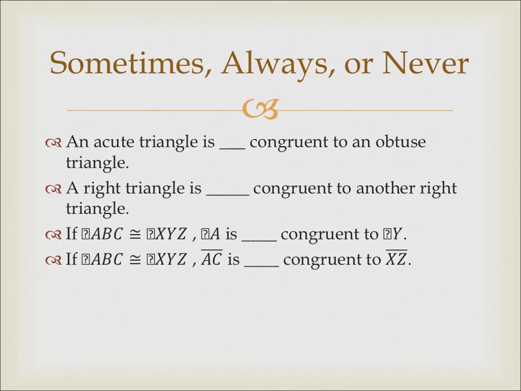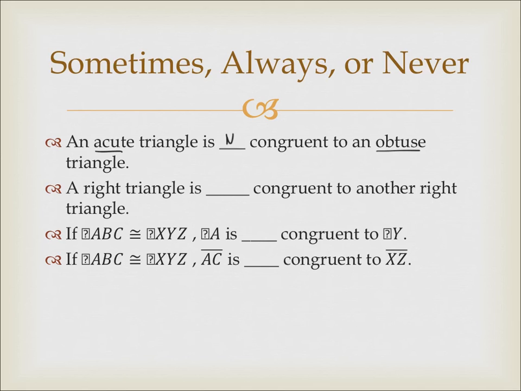Last but not least, a few facts to go over and make sure you understand. An acute triangle is never congruent to an obtuse triangle. And the reason should be obvious. If in congruent triangles, corresponding angles have to be congruent, there is zero way an acute angle is ever going to be congruent to an obtuse angle. So these two triangles will never be congruent.